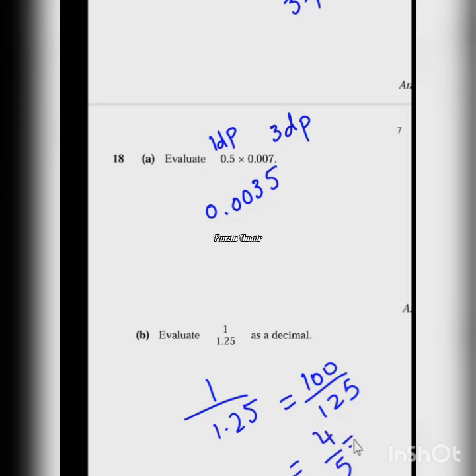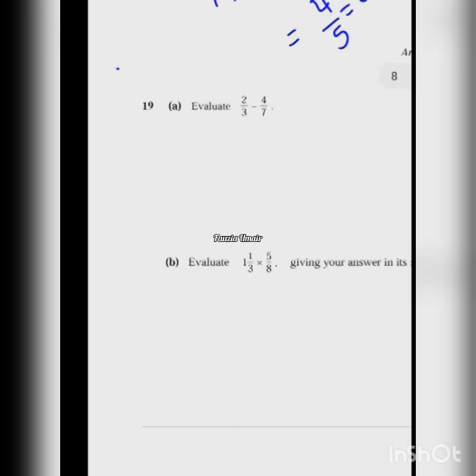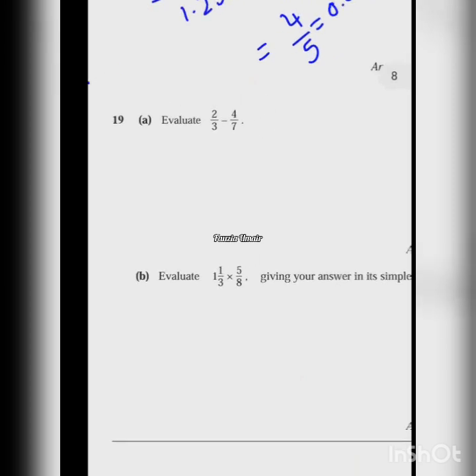You have to give the answer in decimal. It's clearly written in the question to evaluate as a decimal, so you cannot give 4 by 5 as the answer. What is 4 by 5 in decimal? 0.8. That's right. You need to multiply it with, sorry, multiply it with 2. So 8 by 10, and 0.8 is the answer. Very good. The next question I am leaving for you to solve.